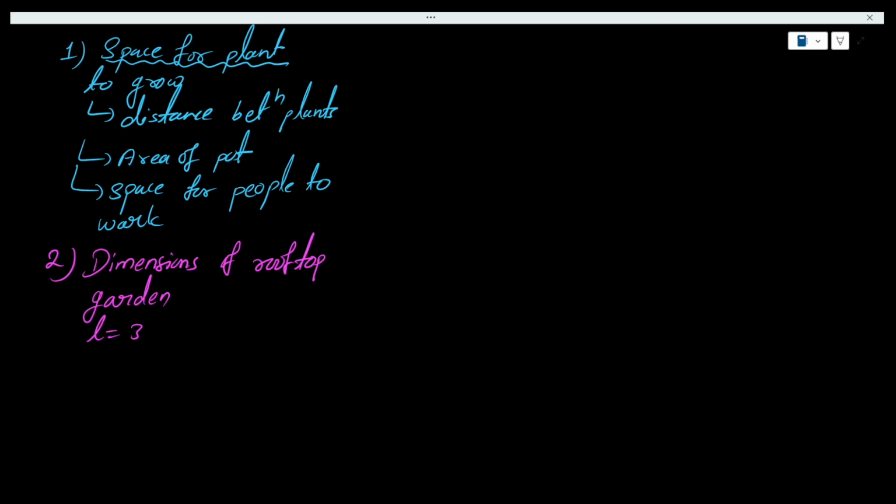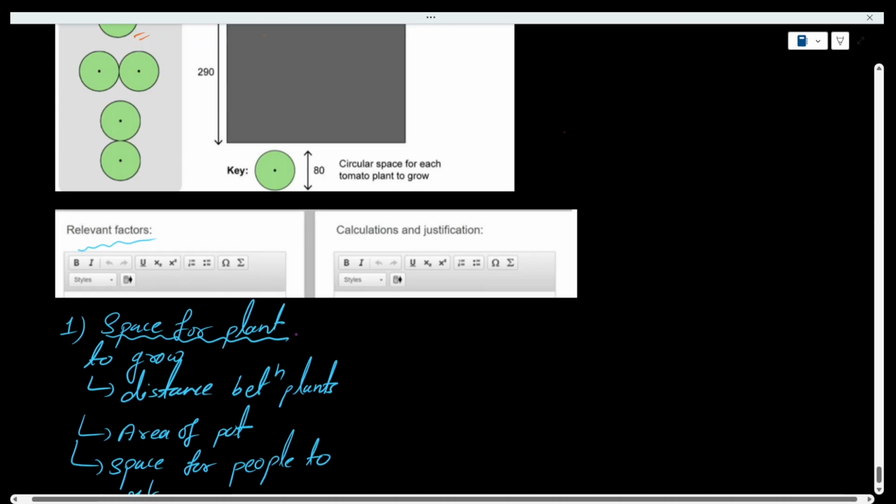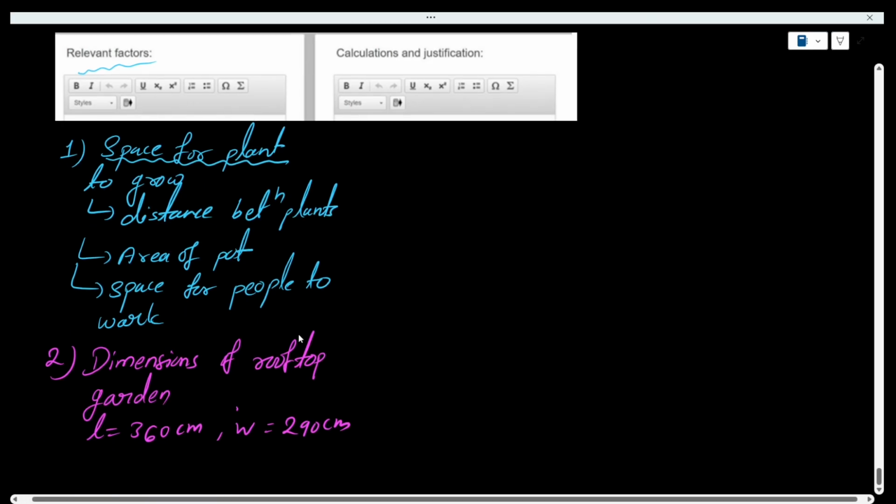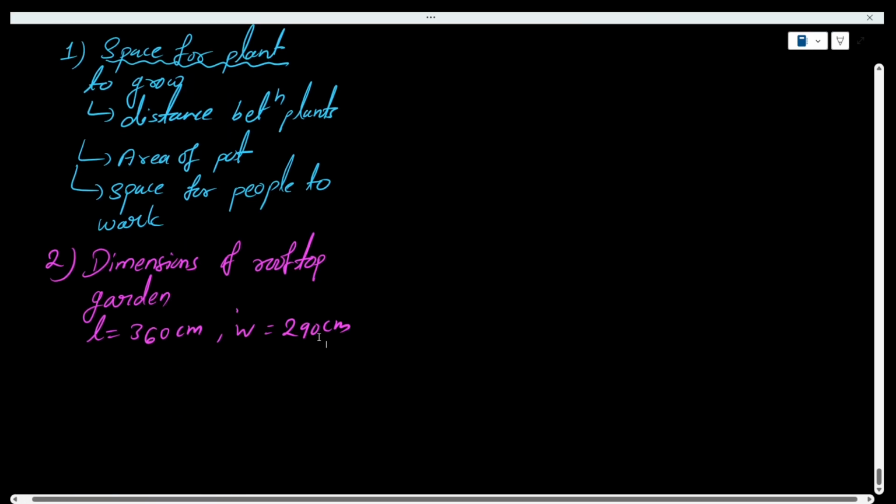Length is given as 360 centimeter and width is given as 290 centimeter. This is the second factor. Based on that, how many plants can fit there, it's going to decide.